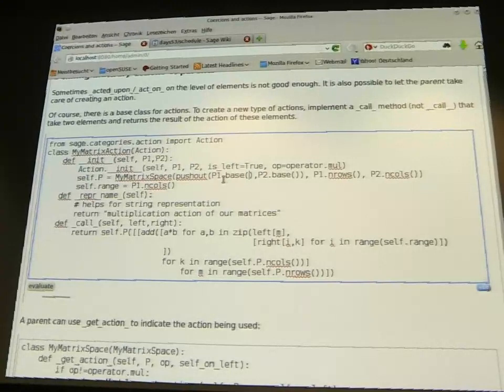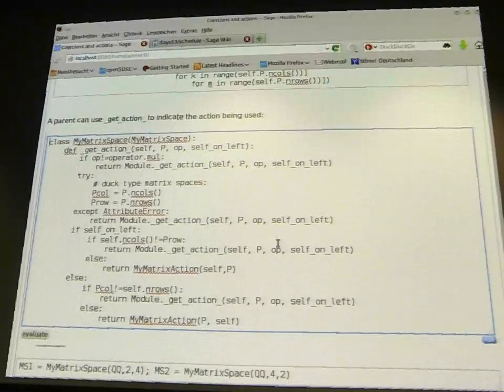So what should we do? P1 and P2 are supposed to be any matrix spaces. A matrix space has a base, which will be the coefficient ring of this matrix space. We apply the pushout in order to find a field of coefficients that fits better. If we want to multiply, then the number of rows and the number of columns of the result is determined by the input. And here's something that simply says over what ring we will need to add if we multiply. Again, please do not override double underscore call, please make it single underscore. And here's the implementation of matrix multiplication.